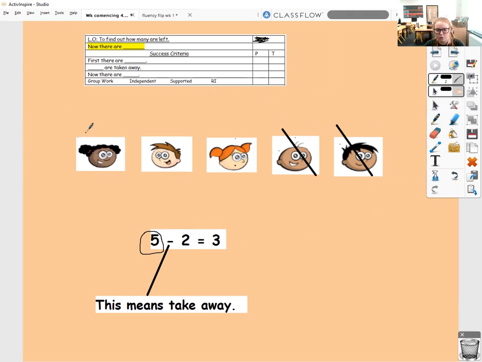So how many are left? 1, 2, 3. So first there were 5, then 2 were taken away. Now there are 3.